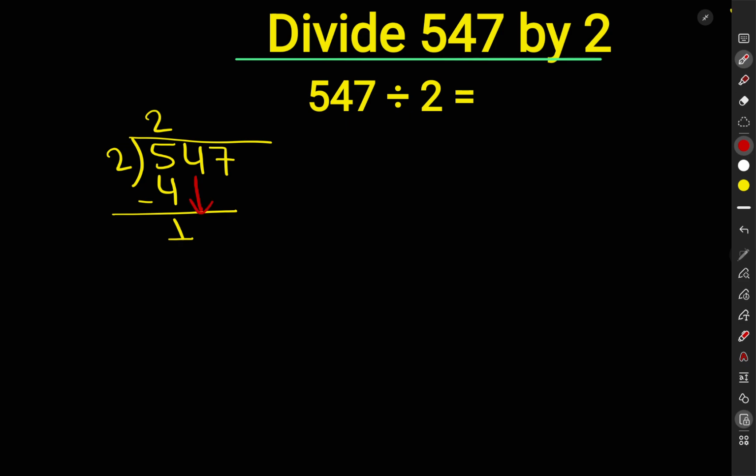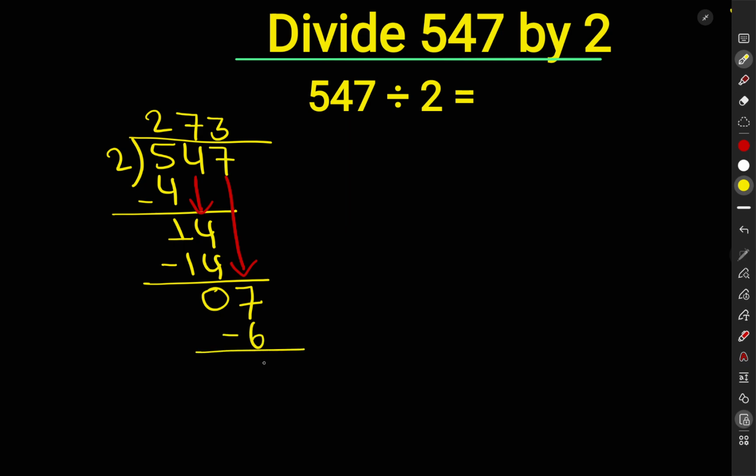So now we put down this 4 and it is 14. 2 times 7 is 14. On subtracting we get 0. So now again we put down this 7 and 2 times 3 is 6. On subtracting we get 1.